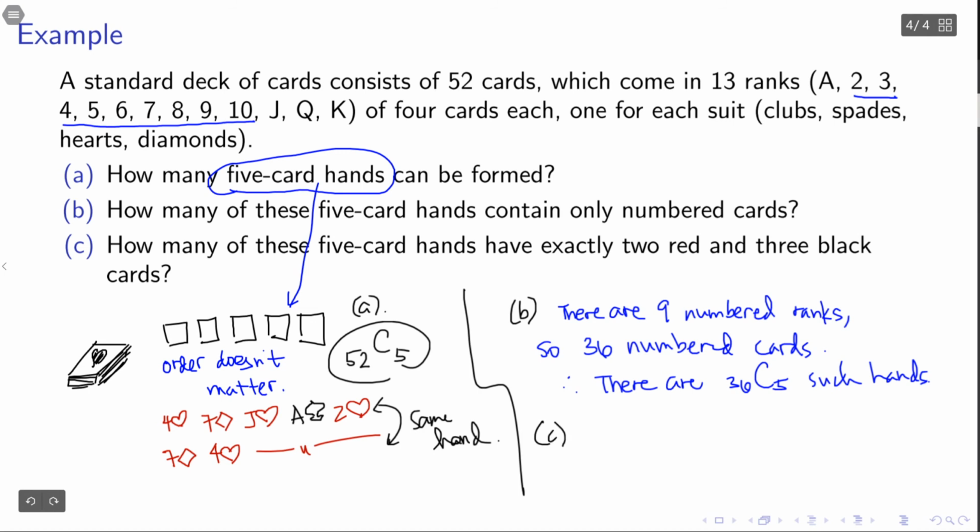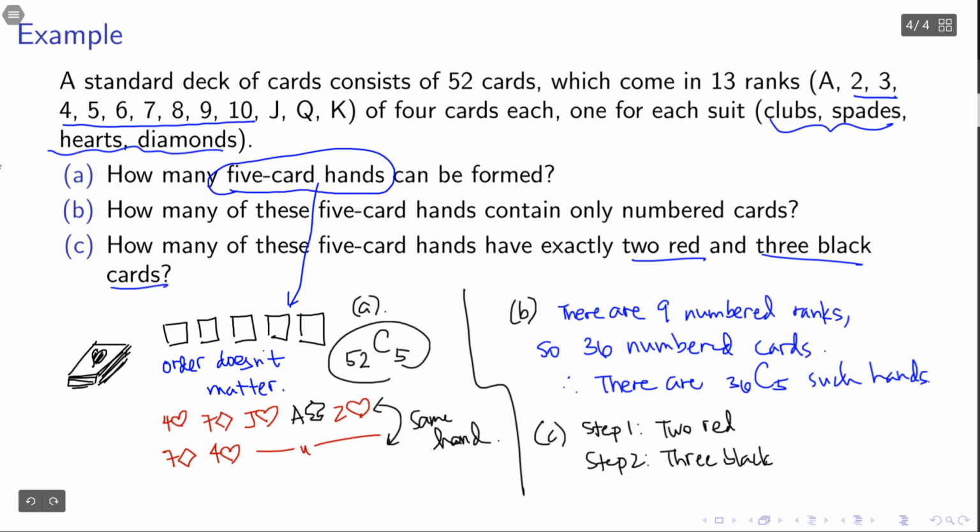And part C here is, well, it's dealt with in the same manner. You're forming a 5-card hand where you have exactly 2 red and 3 black cards. Right, so the clubs and the spades are the black suits, the hearts and the diamonds are the red suits. So it's the same thing as part B, but here you have to use the product rule, because there are 2 steps to this operation. Step 1, you pick 2 red cards. Step 2, you pick 3 black.